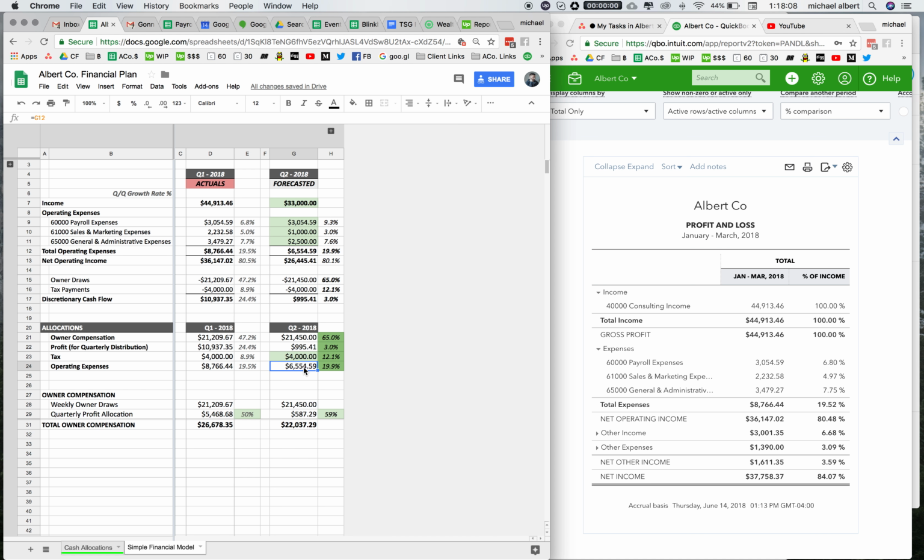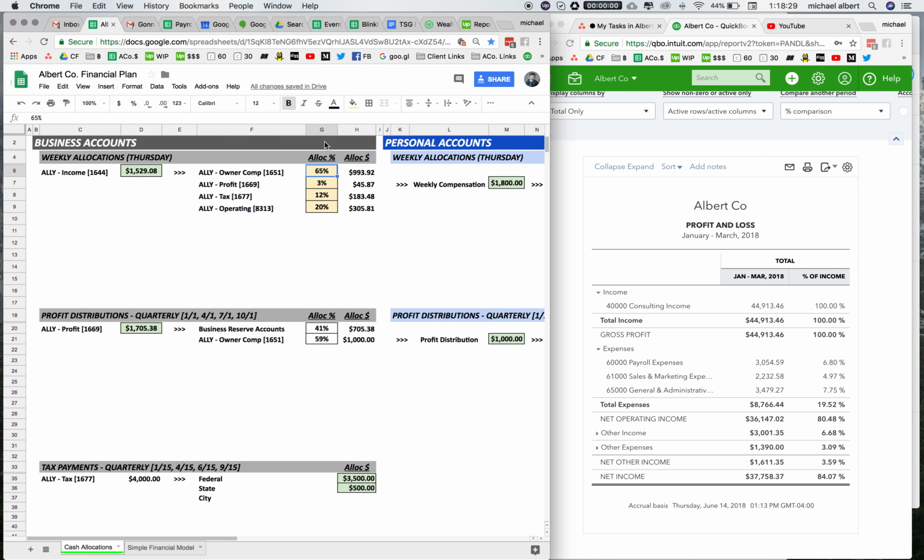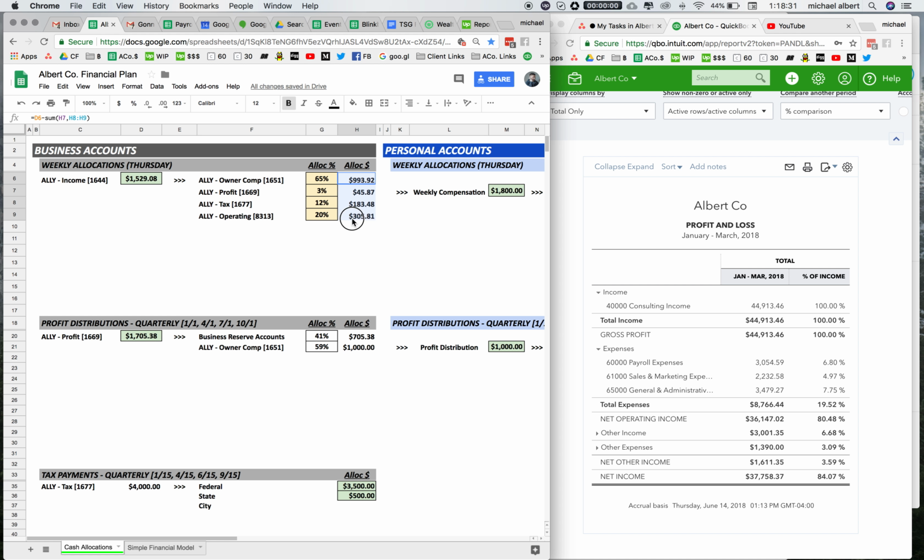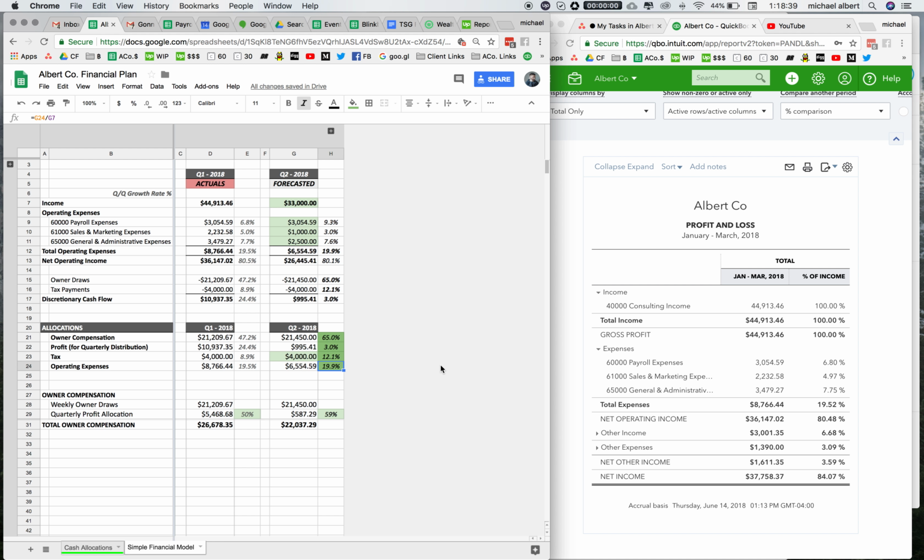and then the remainder, this 19% that we talked about earlier, is going to be what I should end up with to operate. So all of these percentages, from 65% for owner comp, 3% for profit distribution, 12% for tax, and then 19.9 for operating, those basically flow over to this sheet. So when I plug in my income each week, I'll be allocating based on the percentages that are going to get me to where I want to be for the quarter.